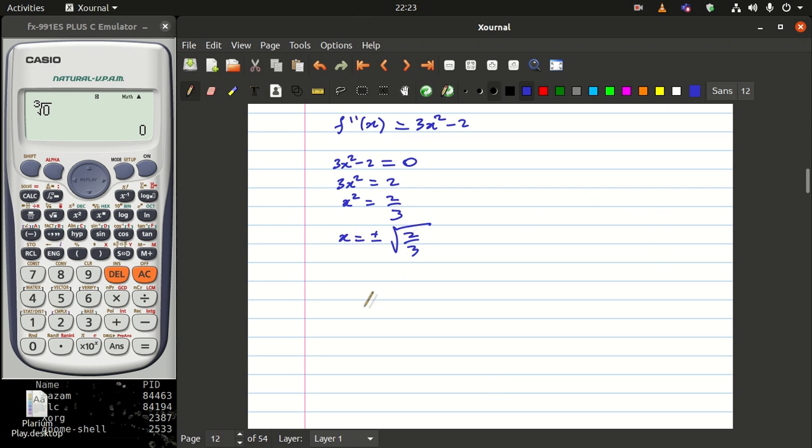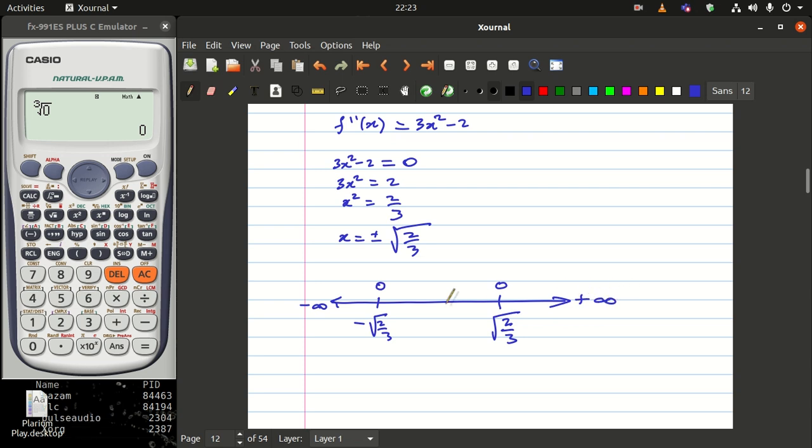Once you have these points, of course you want to have a nice number line, and then you will have minus square root of 2 over 3, and the other point is going to be here, which is just the square root of 2 over 3. This is positive, this is negative, and also these points are not included because that's where the change is happening. So they are not included, and this number line is moving from negative infinity to positive infinity.